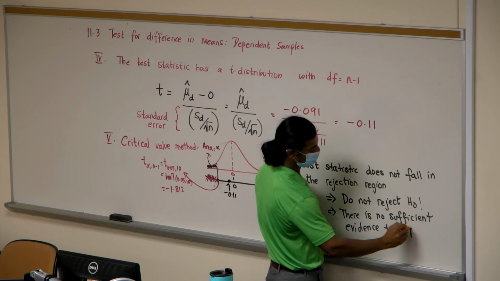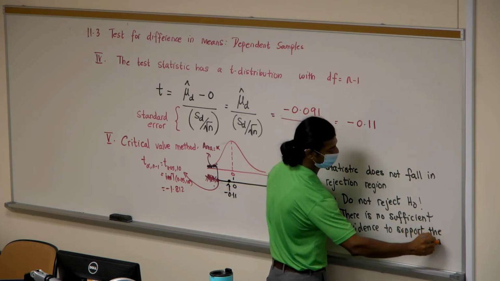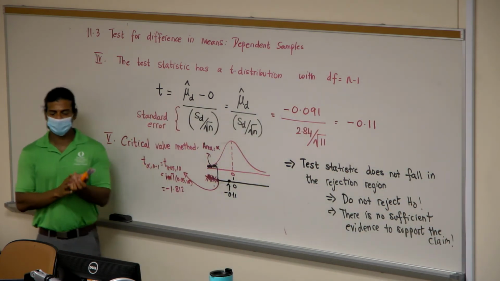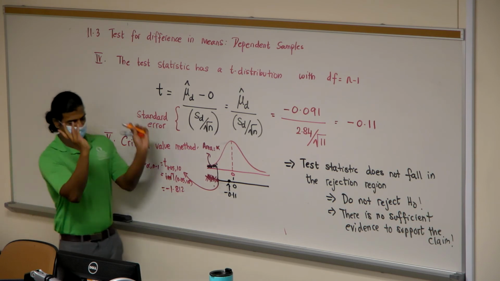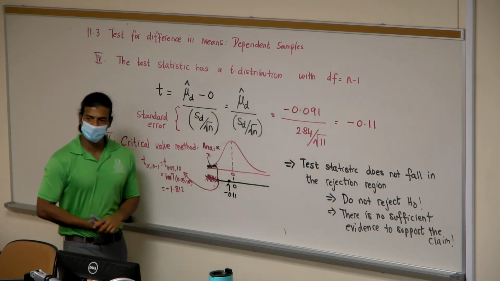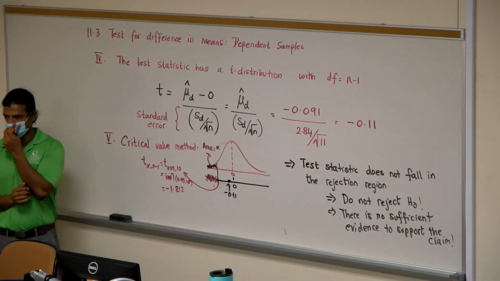So there is no sufficient evidence to support the claim, which simply is the alternative. So did we find enough evidence? Well, there's none to begin with. So we don't reject the null, and there is no sufficient evidence to support the claim. Does that make sense?